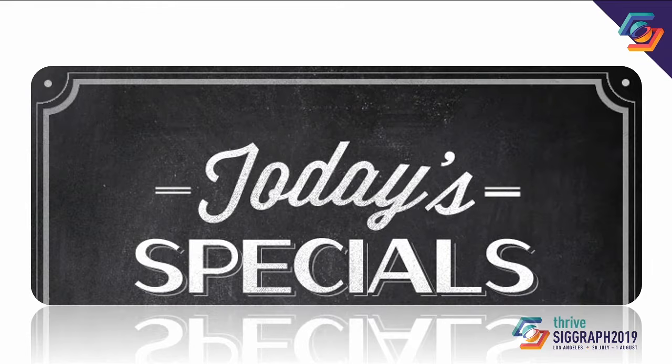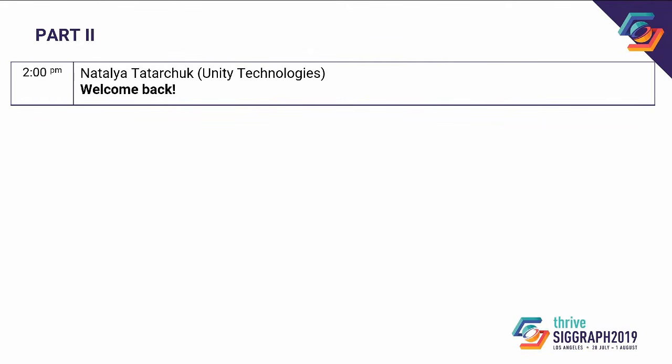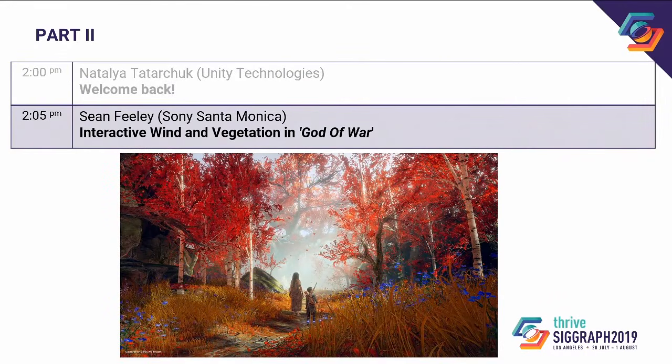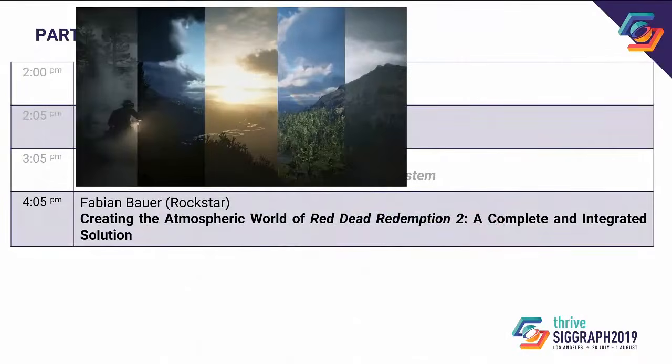So today's specials in the second part, you guys have already seen the first part. We are going to focus entirely on how to make immersive environments. We'll start with creating interactivity through wind and dealing with vegetation from God of War. We will then proceed to ocean water and some of the challenges with doing multi-resolution dynamic responsive water in the Crest ocean system. And to close, we'll talk about the atmospheric world of Red Dead Redemption, what it took to integrate an end-to-end solution for the production.